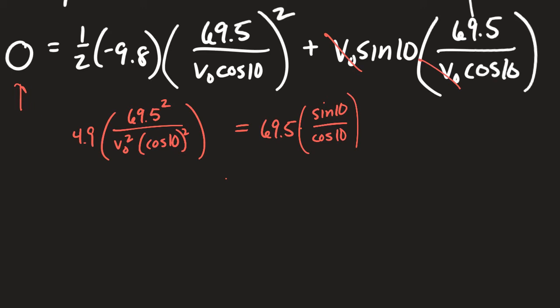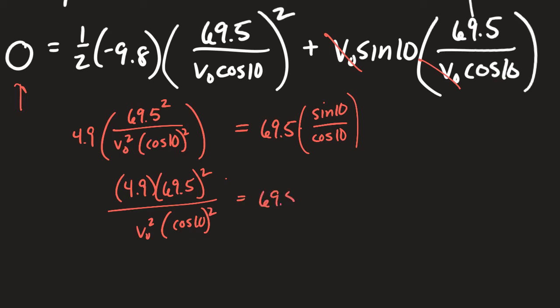So this is actually 4.9 times 69.5 squared over v naught squared times cosine 10 squared. And that equals 69.5 times tangent of 10. Now, let's face it, cosines and tangents, they can all be plugged into your calculator. What some of you need is what to do here. And I'll be honest, cross multiply. That's what to do here. Put this over 1 and cross multiply. That'll get v by itself eventually.